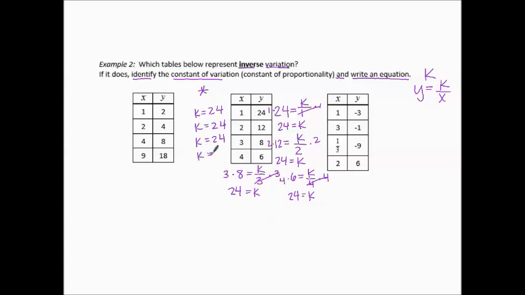So we notice here when I get the same k for each of the pair of numbers in my table, that is my constant of proportionality. So my k for this one is equal to 24. And when I write my equation, I'm going to write y equals 24 over x. That is my constant of variation, and my inverse equation.